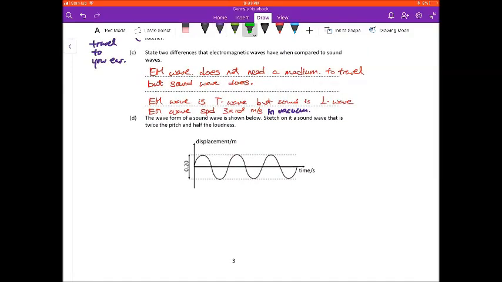Okay, the next question, it is quite straightforward. You are supposed to do twice the pitch but half the loudness. So you need to know that your loudness corresponds to the amplitude.